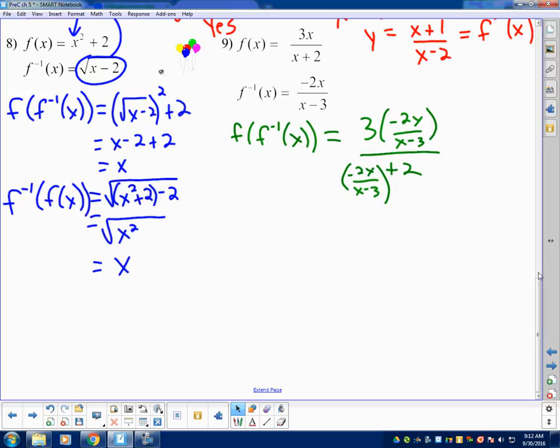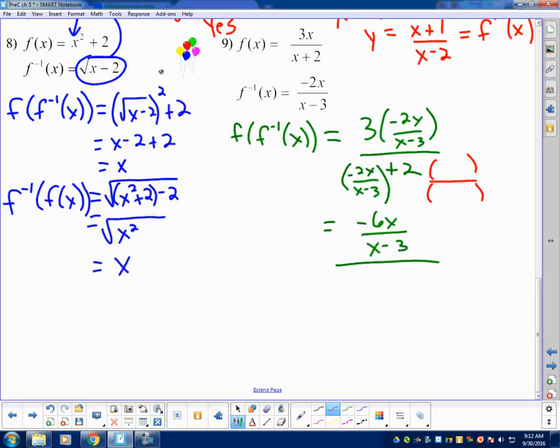Okay, so here we go. Right here, this is going to become negative 6x over x minus 3. Here's the goal, guys. We want to get a single fraction on the top and a single fraction on the bottom, and then we're going to flip and multiply, and things will cancel out. So what do I need to do with this to get a single fraction on the bottom? Common denominator, right? That's the one.